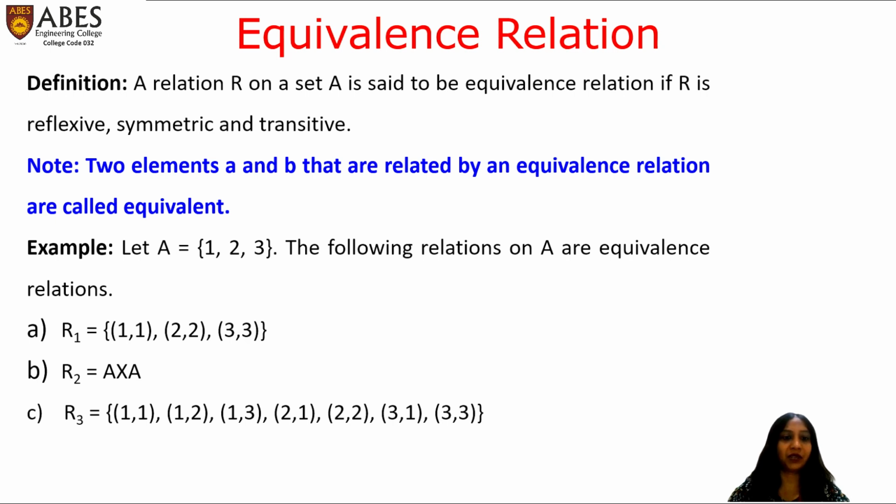Let A = {1, 2, 3}. The following relations on A are equivalence relations: first, {(1,1), (2,2), (3,3)}; second, the Cartesian product A cross A; and third, {(1,1), (1,2), (1,3), (2,1), (2,2), (3,1), (3,3)}.